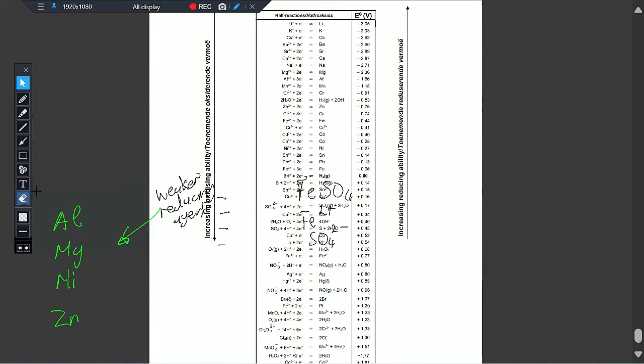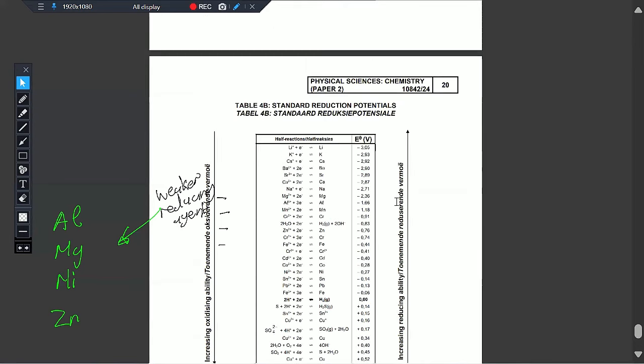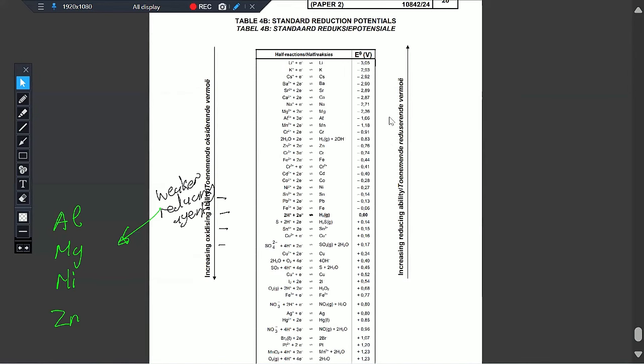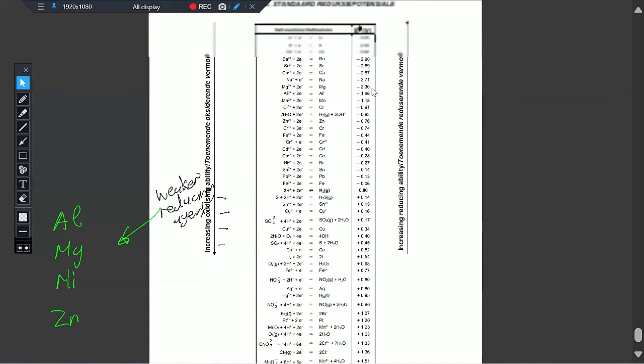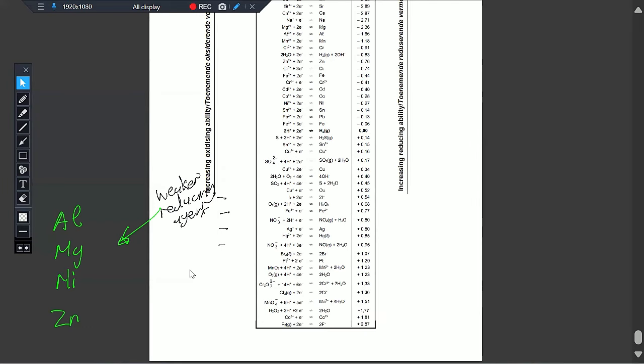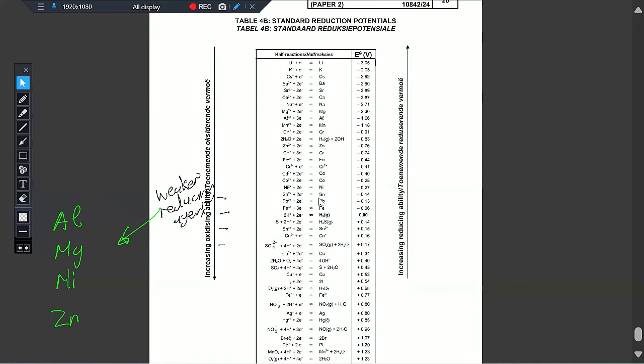And then there we go. So if we want our reducing abilities, we know that we check on the right here, and then increasing reducing ability. So your reducing ability, as we can all see here, increases as you go up the table, right? If you can check here, the arrow is indicating that as you go up, the strength of the reducing agents increases. So that means the weaker reducing agents must be down here. So we are looking for something that is down the table from the options that we have.